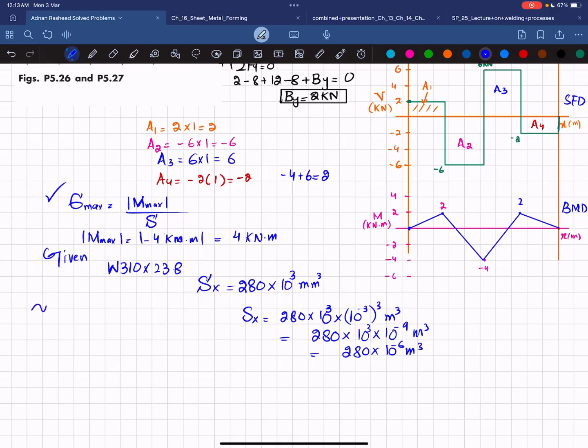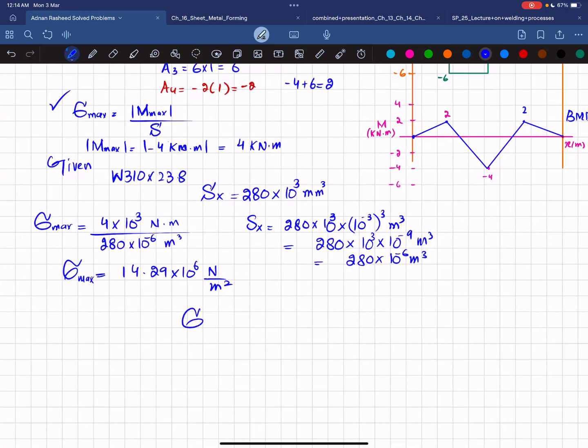In this formula, maximum bending stress is equal to maximum bending moment, which is 4 kilonewton meter. So 4 into 10 to the power 3 will give you Newton meter, divided by Sx, which is 280 into 10 to the power minus 6 cubic meter. Newton meter over cubic meter, so 1 meter will cancel with that. So you will get 14.29 into 10 to the power 6 Newton per square meter. That will be the absolute maximum bending stress.